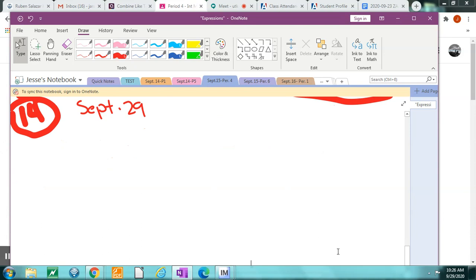The first one, let me change that, is number 1, negative 6x squared minus 7y squared. Okay.